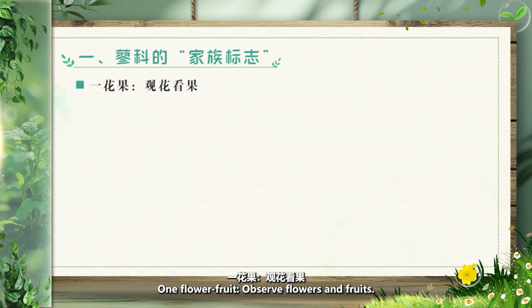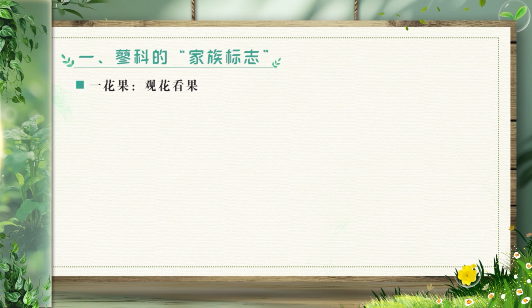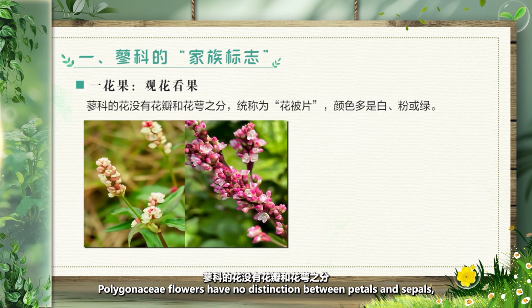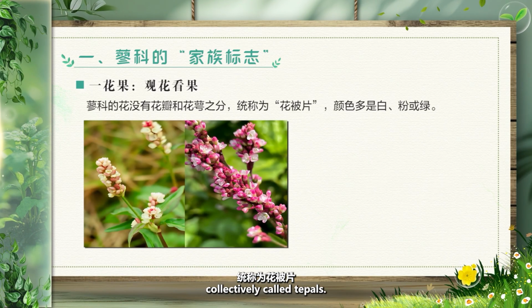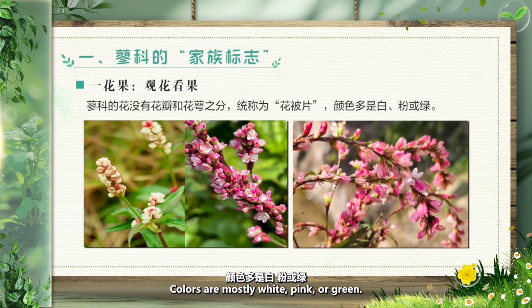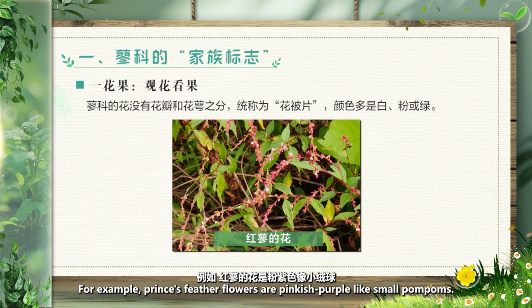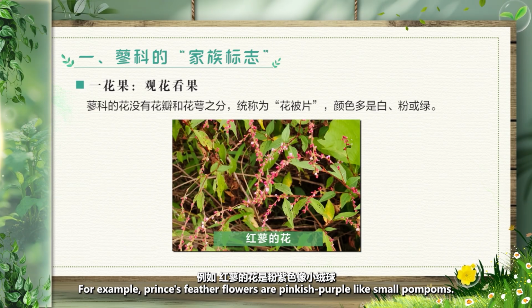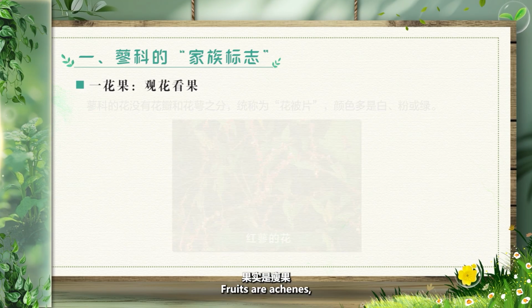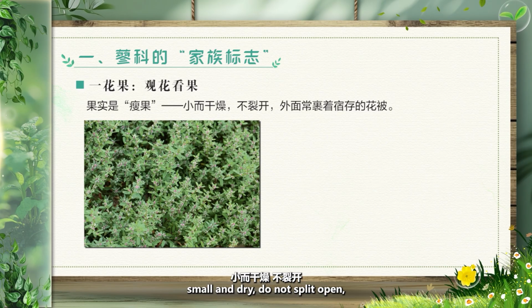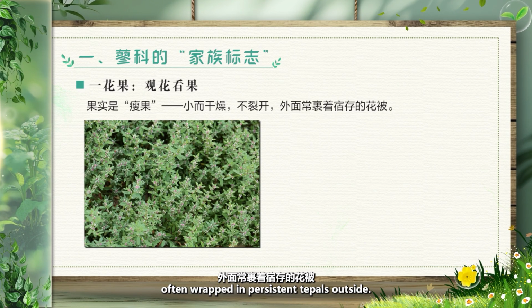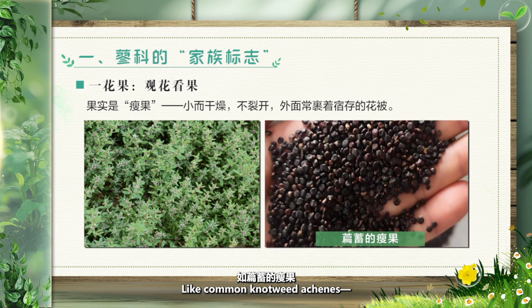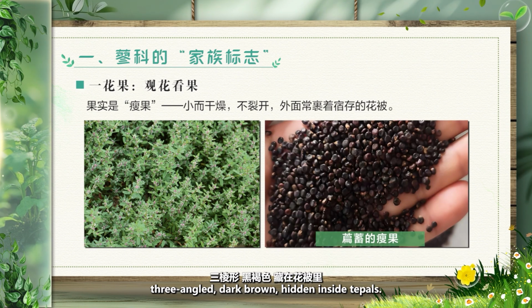1 flower fruit. Observe flowers and fruits. Polygonaceae flowers have no distinction between petals and sepals, collectively called tepals. Colors are mostly white, pink, or green. For example, Princess feather flowers are pinkish purple, like small pom-poms. Fruits are achenes, small and dry, do not split open, often wrapped in persistent tepals outside. Like common knotweed achenes, 3-angled, dark brown, hidden inside tepals.